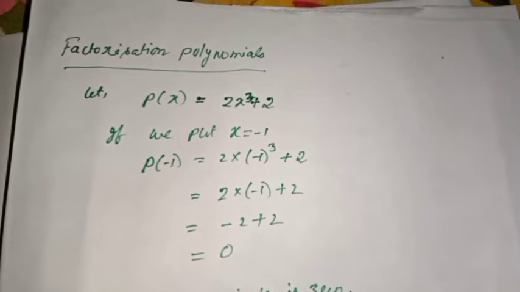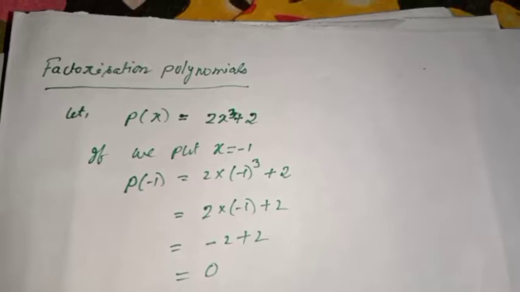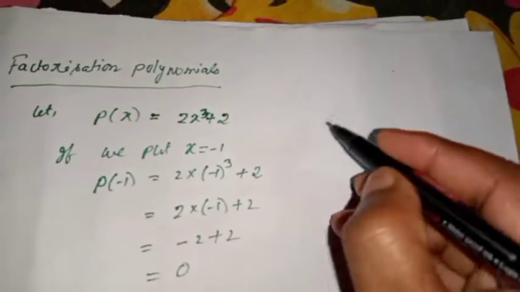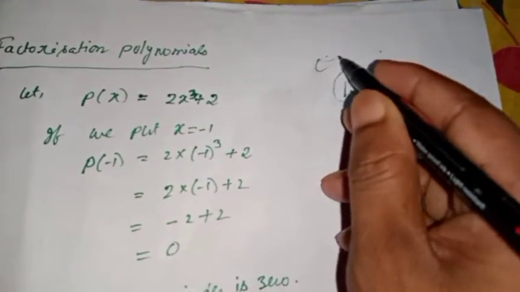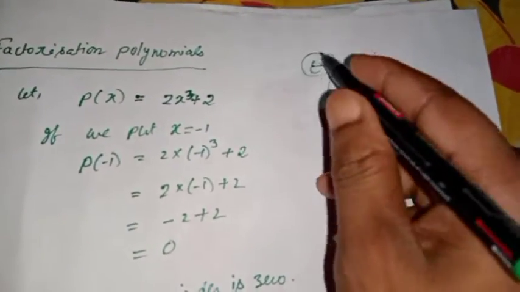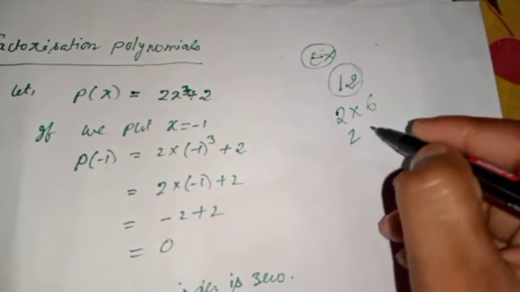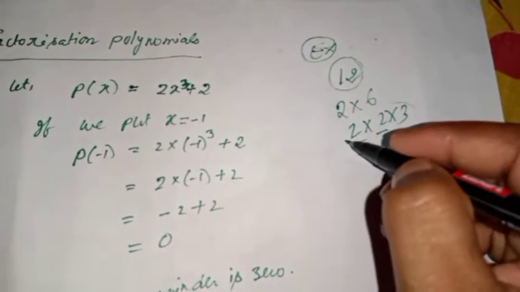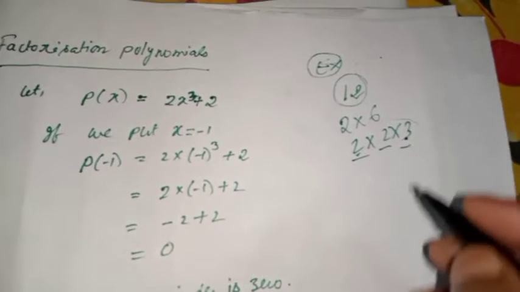Now today's topic is factorization of polynomials. All of you know what factorization is? For example, suppose you have the number 12. What are the factors of 12? Do you know? 2 into 6, then 6 you can bracket 2 into 3, so 2, 2, 3. These are the factors of 12, because 12 is divisible by 2 and 3.